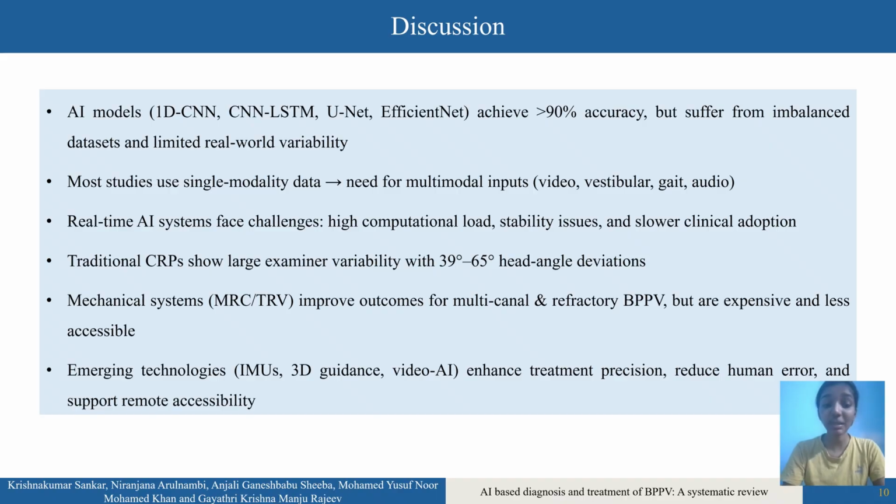The traditional CRP shows large examiner variability with 39-degree to 65-degree angle deviation. The mechanical system, that is the TRV chair, provides excellent precision for multi-canal and recurrent BPPV, but its cost and limited availability restrict widespread use. The new technologies, including the IMU sensor, 3D motion guidance, and video-based AI, offer a more accurate, repeatable, and accessible treatment option.